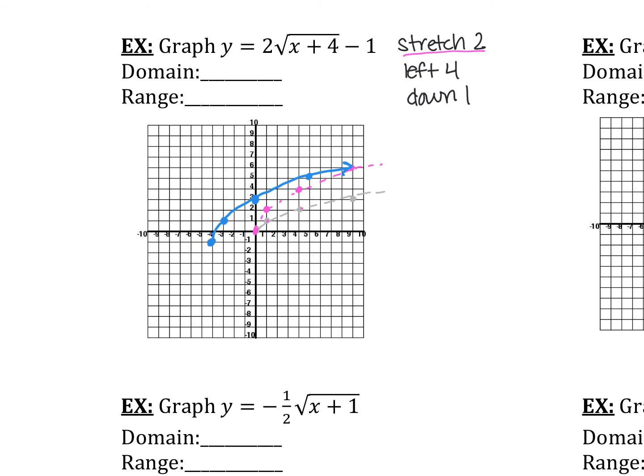That's kind of like the vertex. Domain would be what, Joel? -4 to infinity. Do you guys agree? And then -1 to infinity for the range. Very good. My domain would be -4 to infinity. My range would be -1 to infinity. Or if you wanted to say x needs to be greater than or equal to -4, y needs to be greater than or equal to -1, you'd be correct as well.